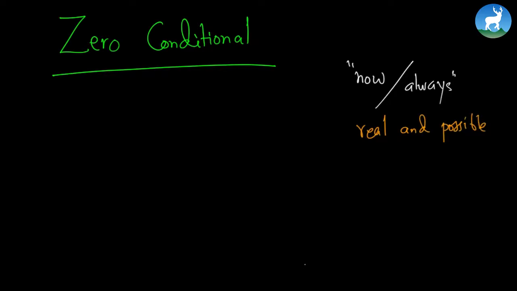The zero conditional is often used to refer to general truths. The tense in both parts of the sentence is the simple present. In zero conditional sentences, the word if can usually be replaced by the word when without changing the meaning. So we'll see how that is done. We have an if clause followed by a main clause, or just the opposite. Sometimes we have a main clause followed by an if clause.